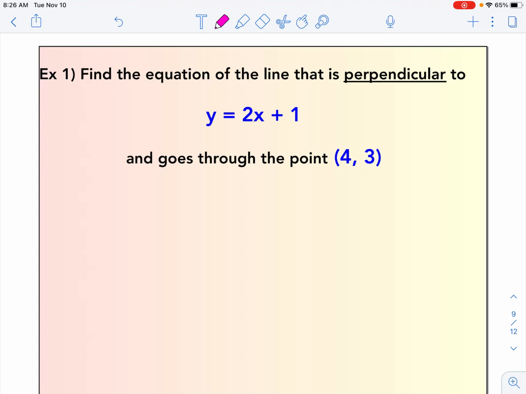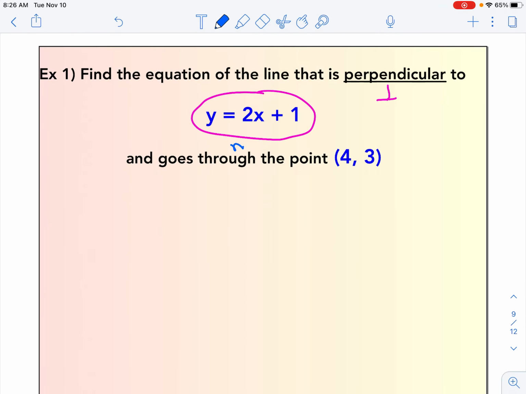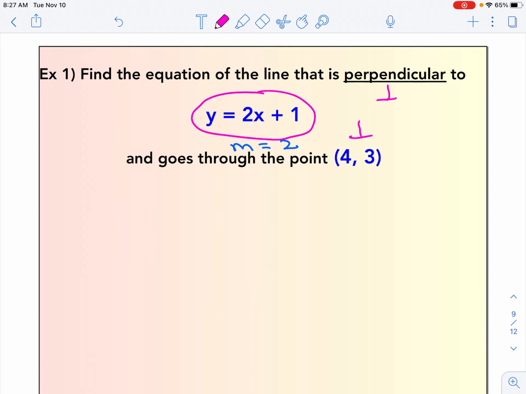So now it says find the equation of the line that is perpendicular. Okay, so it's perpendicular to this given line. Well, here's what's tricky. This slope is 2, but that's not the number we want to use. The perpendicular slope is equal to the opposite reciprocal. So this is the slope we're going to use. This is the m that we are going to use.